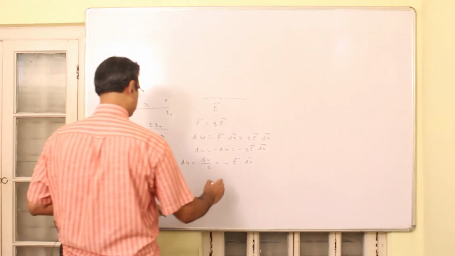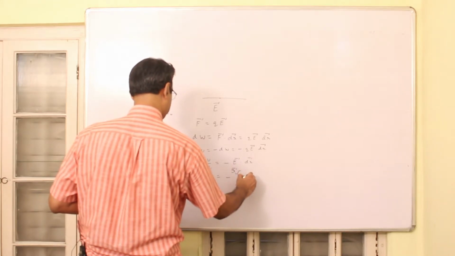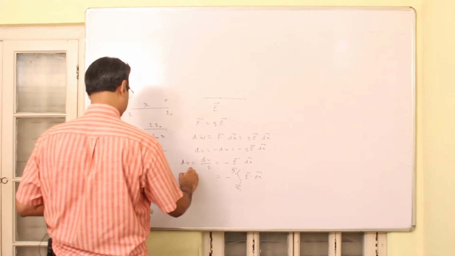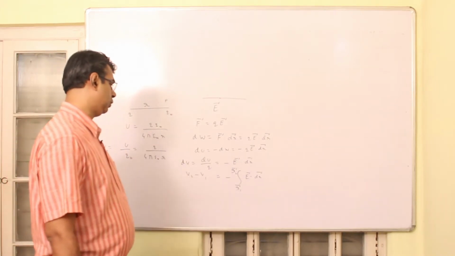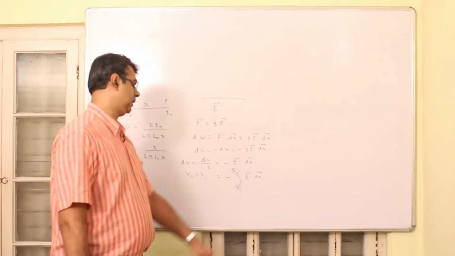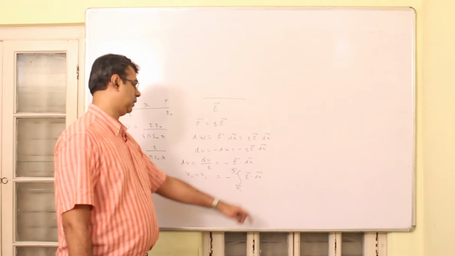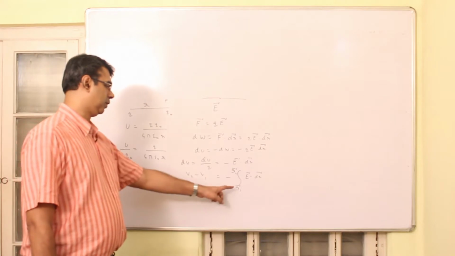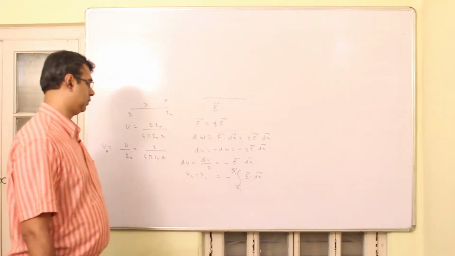Now if the charge is being displaced from an initial position vector r1 to a final position vector r2, then the change in potential, you can say V2 minus V1, is integral r1 vector to r2 vector of minus E dot dr. So V2 minus V1 is minus integral r1 vector to r2 vector E dot dr. So this is the change in potential when you are shifting the charge Q from the location r1 vector to r2 vector.